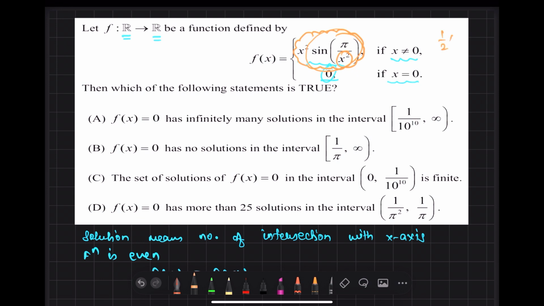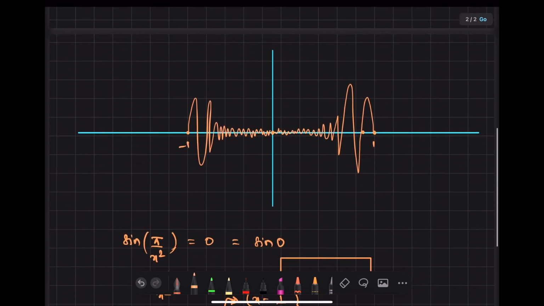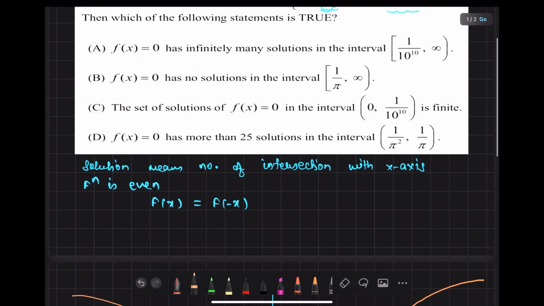So 1 by root 2 into, you have taken 2, so 2 square is 4, so it will become 2. So can I say that at 2 you will have this type of graph? If you change the number you will have this thing, and similarly you will have it this way. So this is the graph of x square sine pi by x square. Now let's talk about the options.